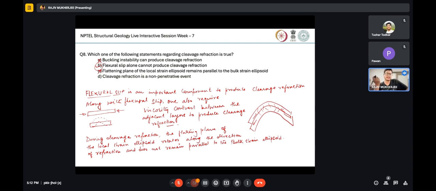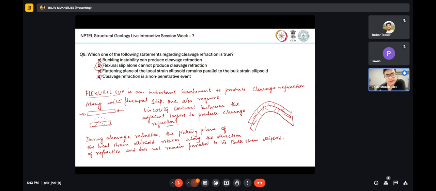And cleavage refraction is of course a penetrative event, because it is associated with folding, and folding is a penetrative event, right? You cannot see a fold in a particular plane or layer and then again it disappears. That cannot happen, because the cleavage refraction phenomenon is associated with folding. Therefore, since folding is eventually a penetrative event, cleavage refraction also has to be penetrative in nature. So option D is also wrong.